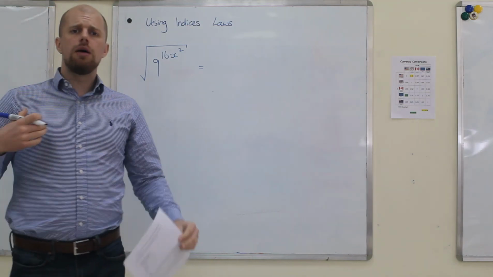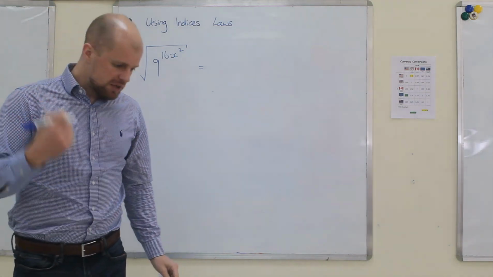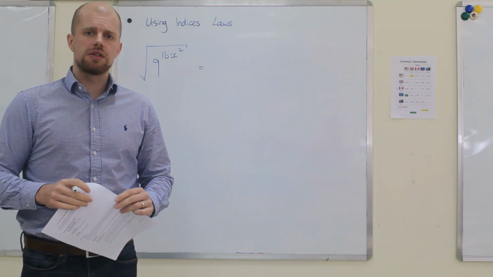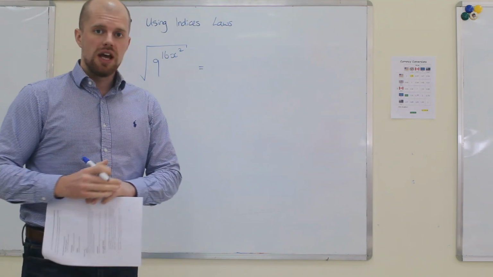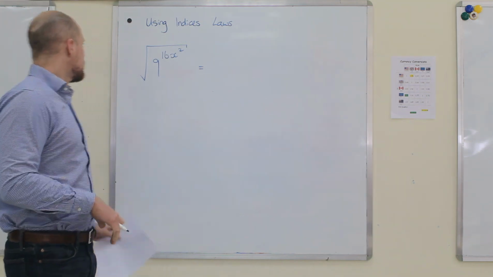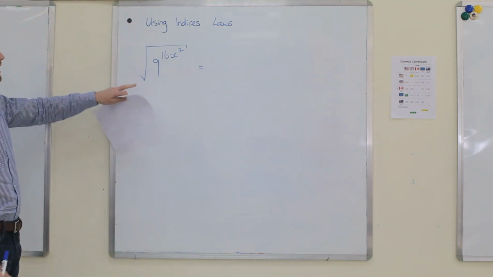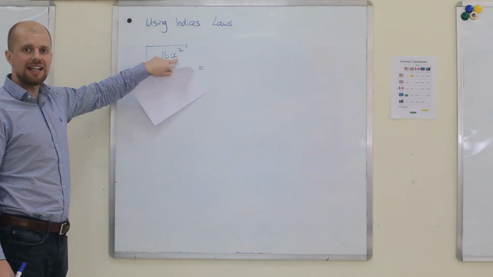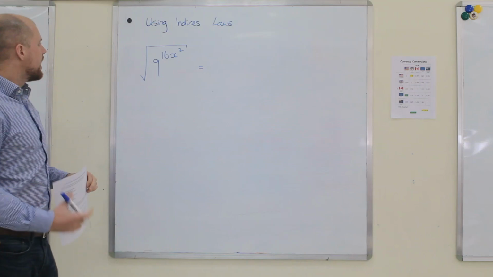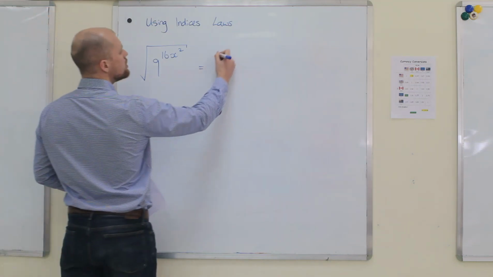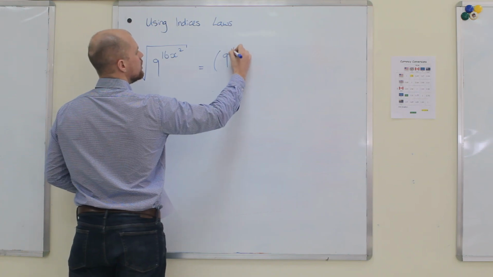So in this video, I'm going to go through a few typical GCSE to additional mathematics questions on indices laws, and specifically how we use them in more complicated questions. The first question wants us to simplify the square root of 9 to the power of 16x squared. Now, you need to remember that square root is the same as power half. So we're going to write that to start with.